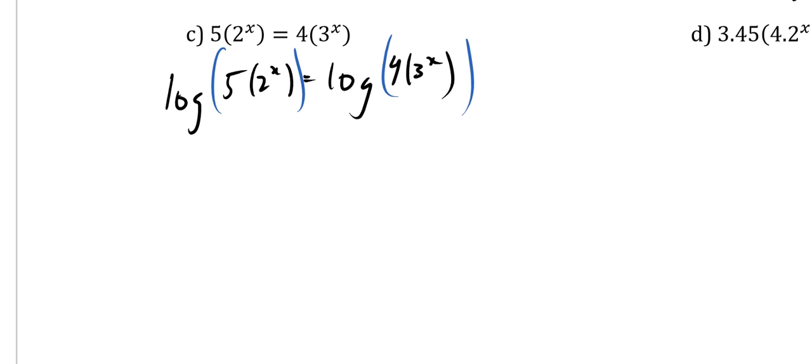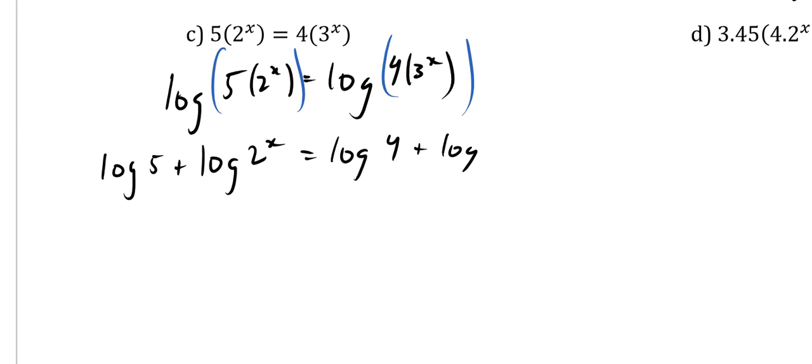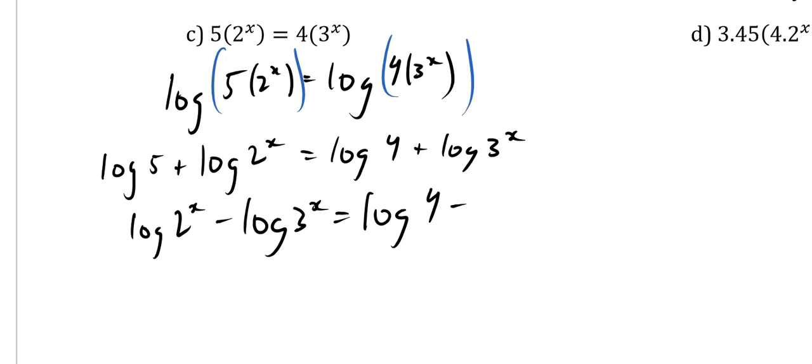And this is where you've got to know to do this. I don't know if you would figure it out on your own. You got to practice these enough that you know what to do. This is where I use the product property, the product law. And this ends up being log of 5 plus log of 2 to the x equals log of 4 plus log of 3 to the x. And I'm going to get all the x's on one side and all the other things on the other. So this is going to be log of 2 to the x minus log of 3 to the x equals log of 4 minus log of 5.